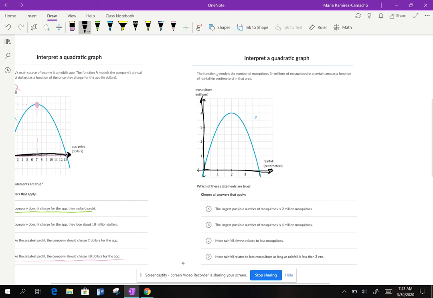The largest possible number of mosquitoes is 2 million mosquitoes. That's not true. This is the highest number of mosquitoes. That would be 4 million mosquitoes. So that's not true. This would be true. The largest possible number of mosquitoes is 4 million mosquitoes. So click on that answer. We're not done yet. Let's read the rest of the statements and figure out what else is true.